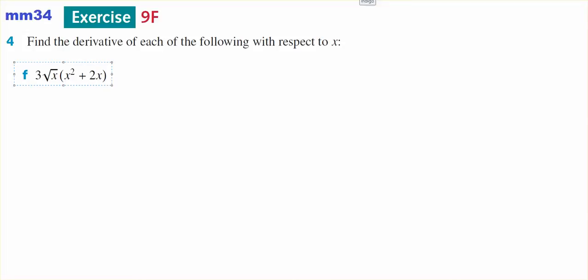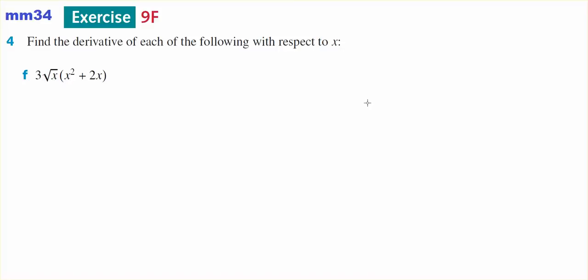This is for Year 12 Methods. It comes out of 9F question 4F. Find the derivative with respect to x. I've got a couple of choices here. I can use the product rule because I can see that I have 3 root x all multiplied by x squared plus 2x. So I could actually set that up as a product rule.